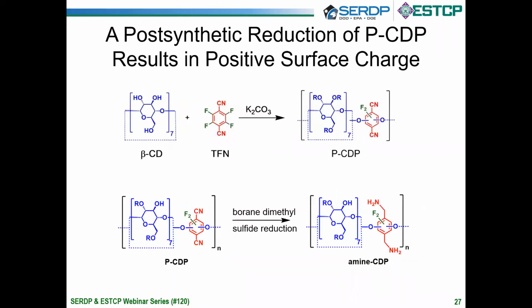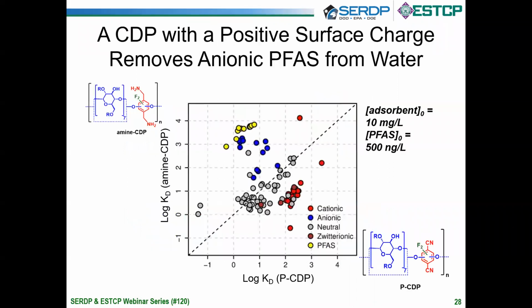So to test this hypothesis, we developed a post-synthetic reduction procedure to reduce the residual nitrile groups on P-CDP to amine groups. The resulting amine groups would be protonated at circumneutral pH, giving rise to a positive surface charge on this new derivative, which we refer to as amine CDP. And I should point out that zeta potential measurements confirm a negative surface charge on P-CDP and a positive surface charge on amine CDP. So the result of this conversion of P-CDP to amine CDP was dramatic.